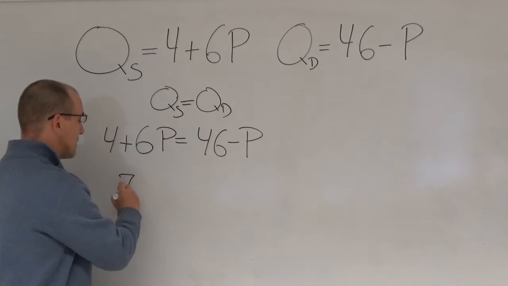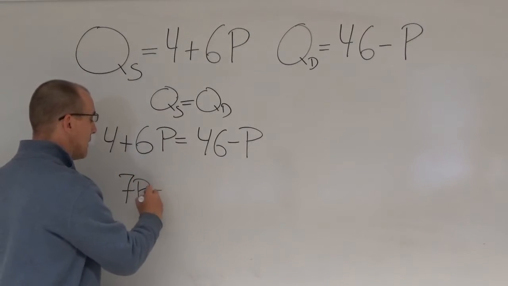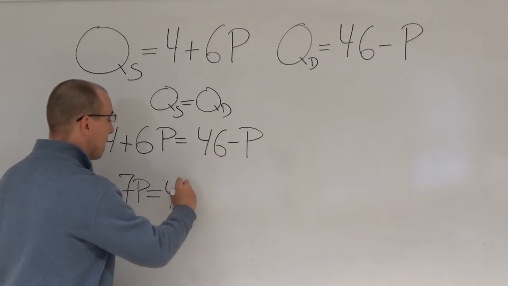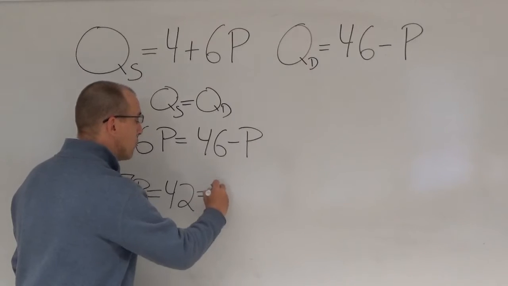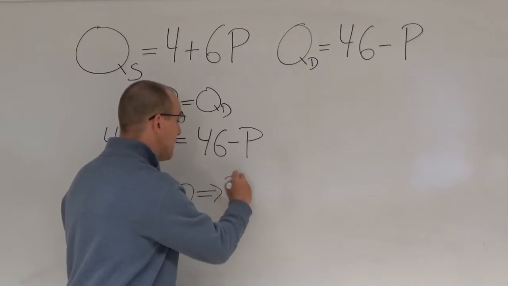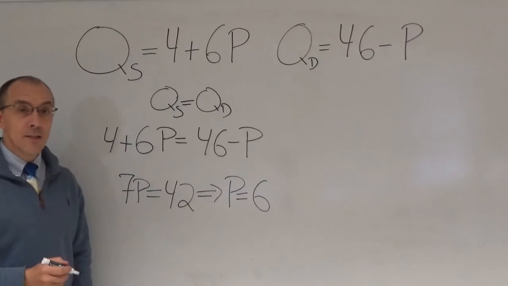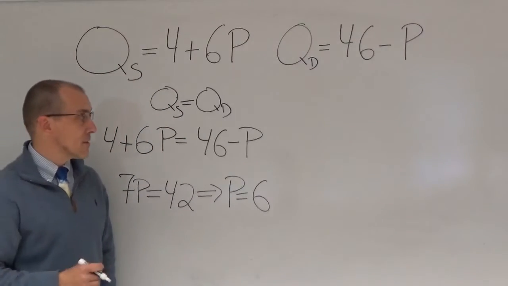Now, all I have to do is rearrange. I will have 7p equal to 42, which will come out to p equals 6. So my equilibrium price in this market would be $6.